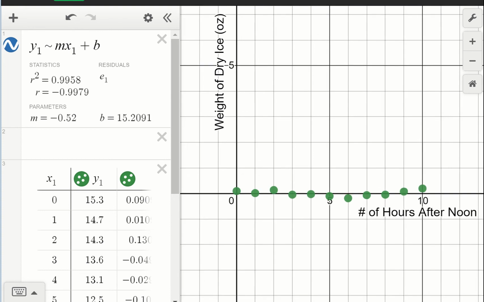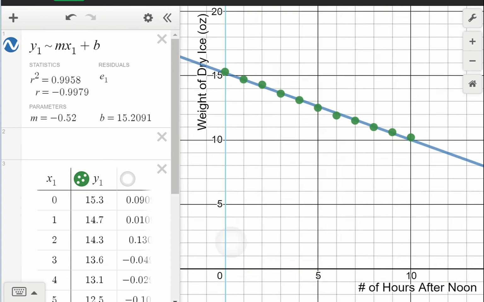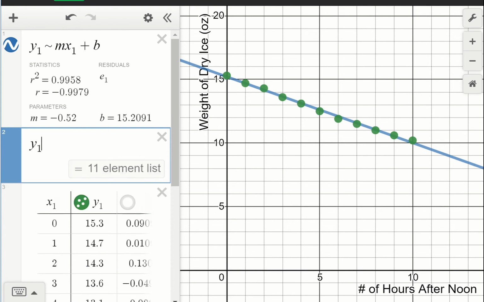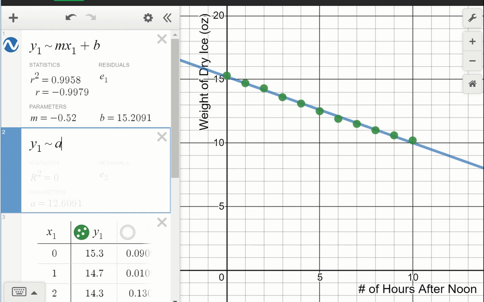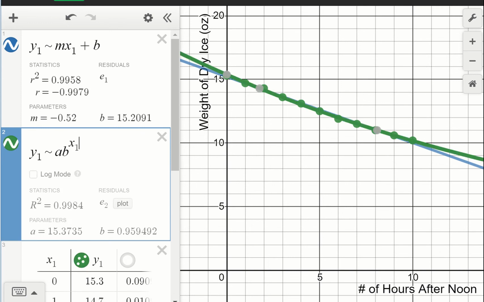Actually, I think I'm going to go ahead and ask it to turn off the residual plot. And we're just going to look at our data again. But this time, instead of looking at a linear model, we're going to look at an exponential model. And you've guessed it, maybe. We're going to say y1, and then I'm going to hit shift tilde. But instead of doing mx1 plus b, we're going to go a times b raised to the power of x1. So we're asking it to come up with an exponential model.